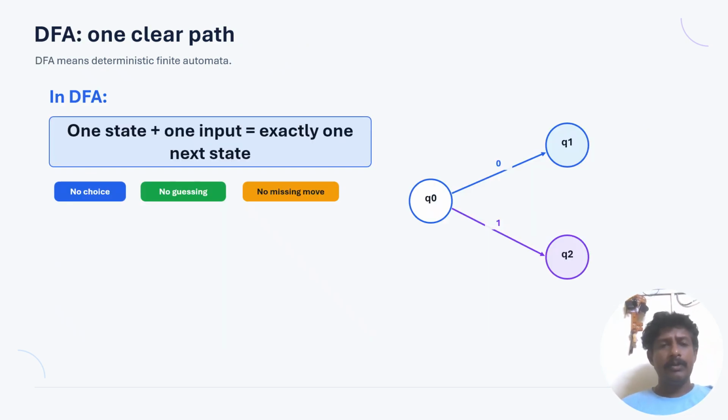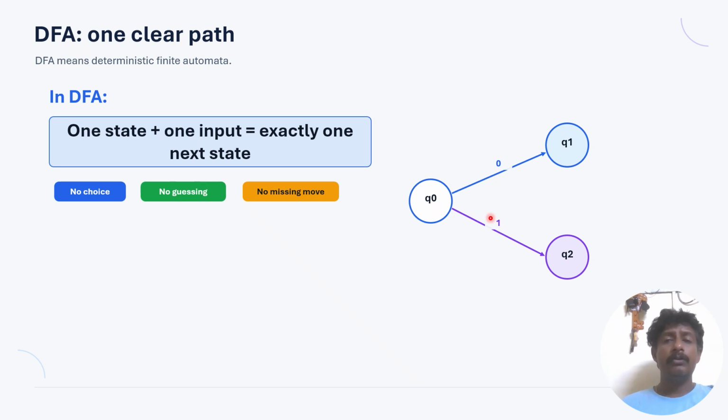Now let us start with DFA, deterministic finite automata. The word deterministic simply means fixed and clear. In a DFA, if a machine is in one state and it reads one input symbol, there must be exactly one next state. For example, from q0, if the input is 0, it should go to one fixed place. If the input is 1, it should also go to one fixed place.